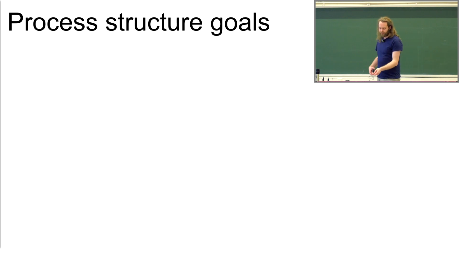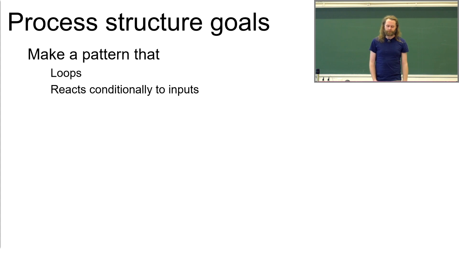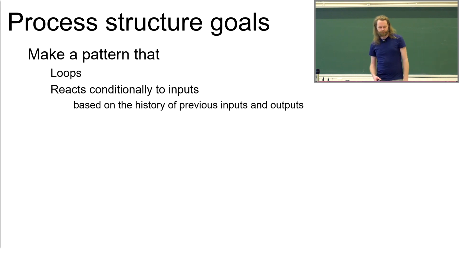So let's just set up some goals. What do we want to make? Here's the idea: we want to make a pattern, a kind of structure in our code that repeats, so that when we see it, we go, aha, I understand what this is, and I just need to understand the details. We want a pattern that has a loop, because our program needs to run forever. It reacts conditionally to inputs, so it doesn't always do the same thing when it gets the same input. It actually behaves differently at different times, and the only way to do this is that it reacts based on the history of previous inputs.